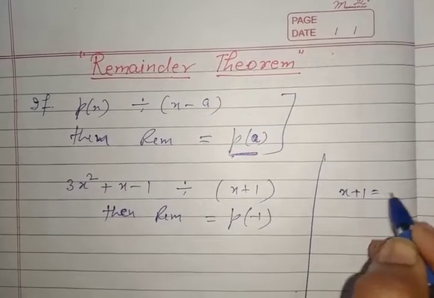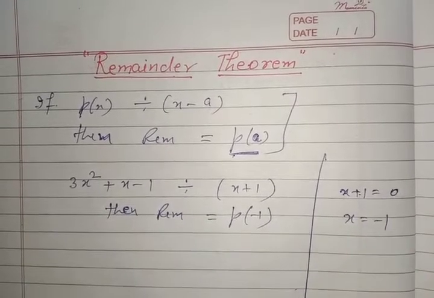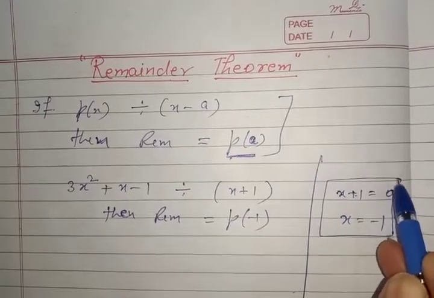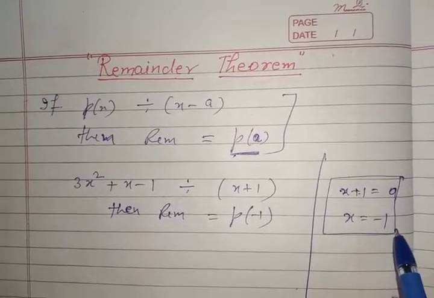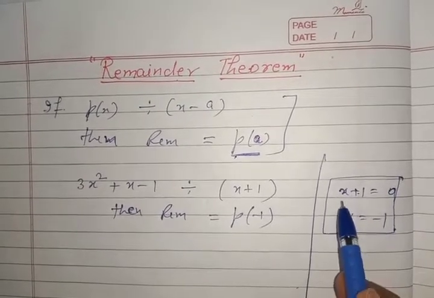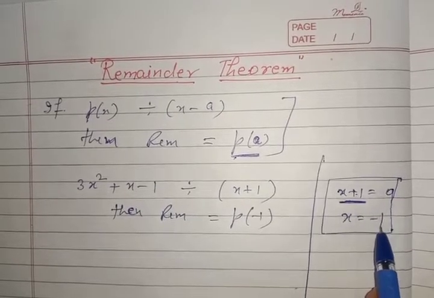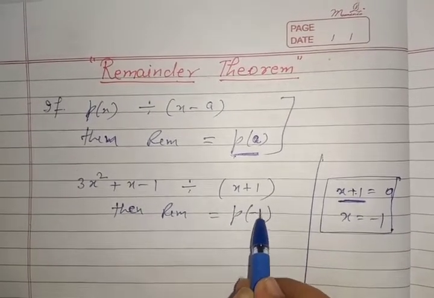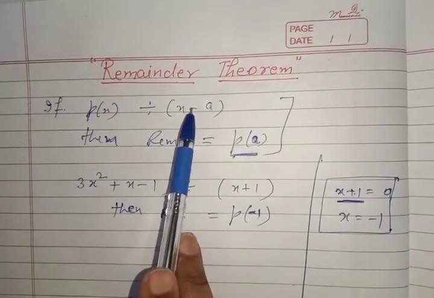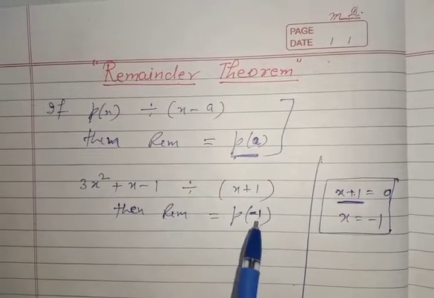How p of minus 1? We will put this in rough equal to 0, x plus 1 is equal to 0 and x is equal to minus 1. If you don't understand this, then you can go to my previous video of exercise 2.2 in which I explained zeros of a polynomial. The meaning of zeros means we will find its 0. Its 0 is minus 1. So if it is plus 1, you will write here minus 1. Just like here, if it is minus a, we will write here a. So remainder is p of minus 1.